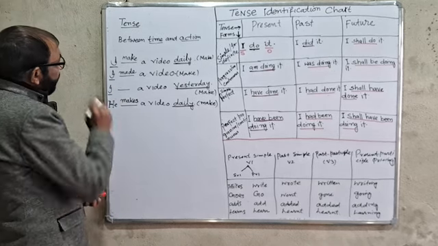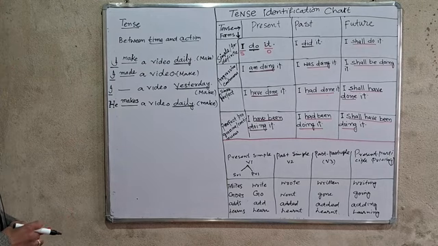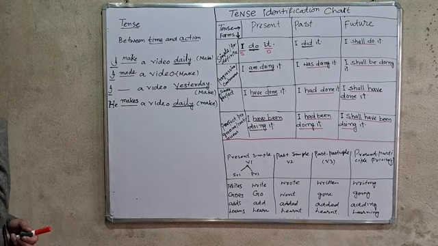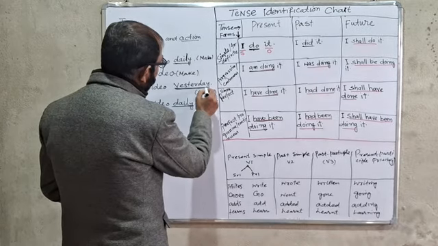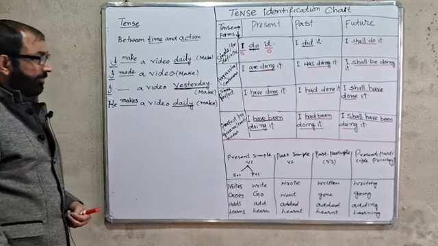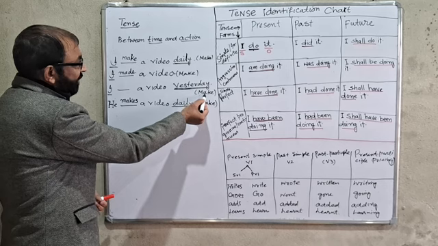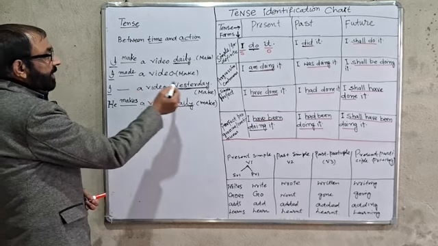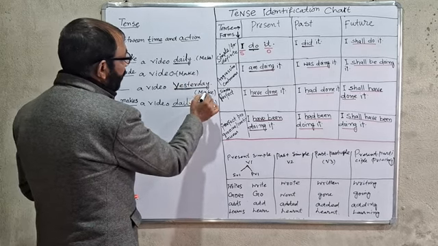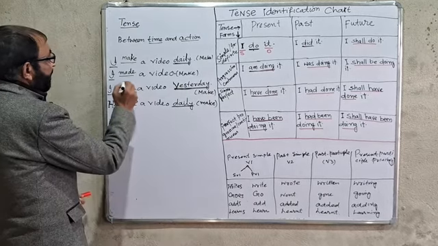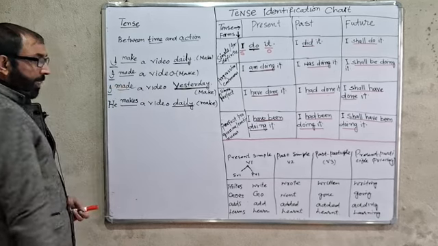Now coming to this sentence. I dash a video yesterday. The same sentence, just the difference of time adverbial. Here the time adverbial indicates a past situation. Yesterday. The verb automatically changes into past simple. When the given time adverbial indicates past, you have to use past simple only. It means you can write made, the second form of the verb make.